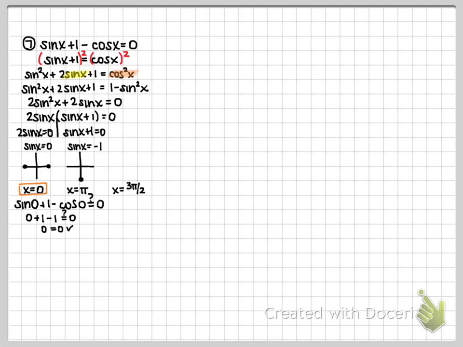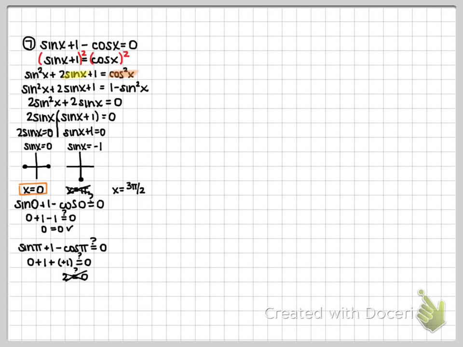I still need to check the other two, so I'm just going to go through and do the exact same process, fill those in and see what happens. So now I'm checking the pi value. So sine of pi is 0, bring down the plus 1, and then minus cosine of pi. Well, cosine of pi is negative 1. So I'm going to get 1 minus negative 1, but as we know, those cancel, and I'm going to get 2 is equal to 0. Well, that doesn't make any sense. So this is one of those extraneous solutions I was talking about. So although we had to square, we ended up with this extra solution that doesn't make any sense. So let's get rid of that one.